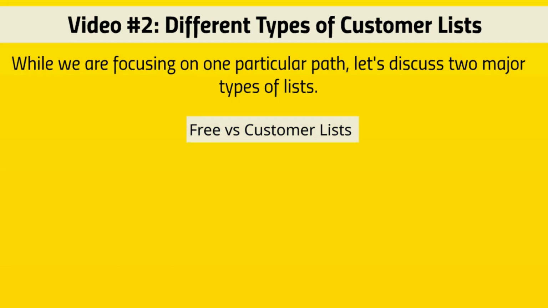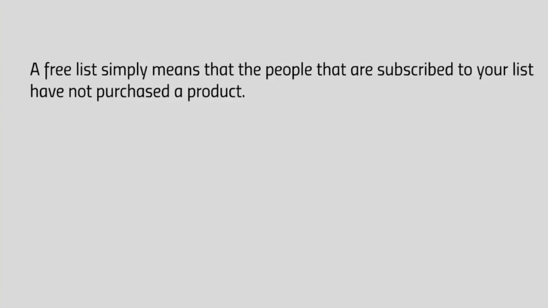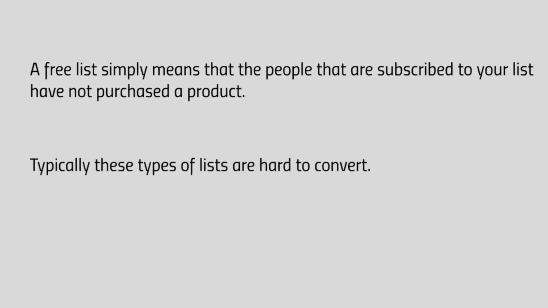So the 2 major ones are the free list versus the customer list. So a free list, let me explain the differences. A free list simply means that the people that are subscribed to your list have not purchased a product. So imagine you get onto a landing page or a squeeze page and they're asking for your name and your email and that's it, you're not buying anything. That is basically what a free list is.